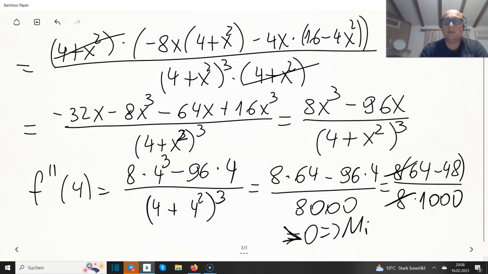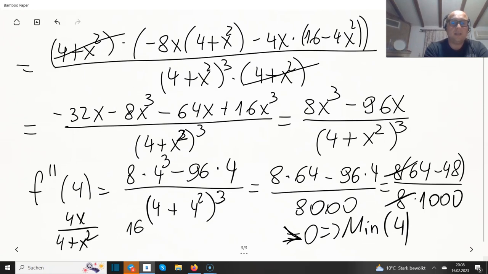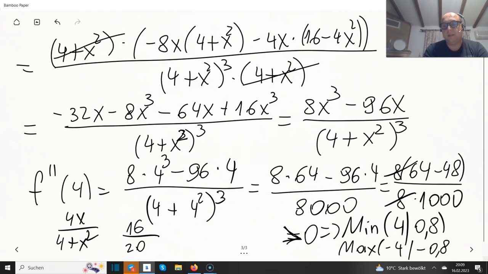So we have a min at 4. And our function was 4x divided by 4 plus x squared. So if I put 4 there, I'm going to get 16 in the numerator and 20 in the denominator, which can be simplified by 4. It's 4/5 or 0.8. There you go. So obviously, because of the symmetry, we got max at minus 4 and minus 0.8. There you go. Am I right? I think I am. All right.